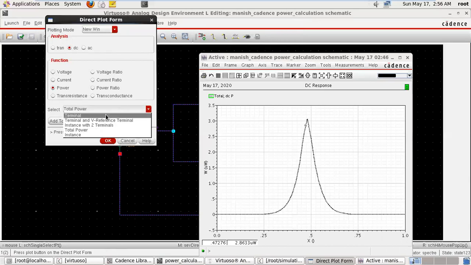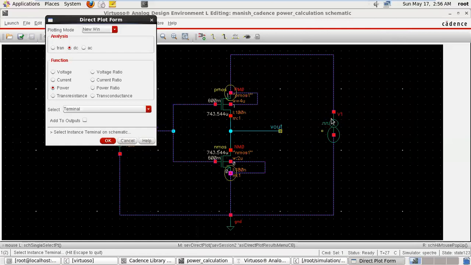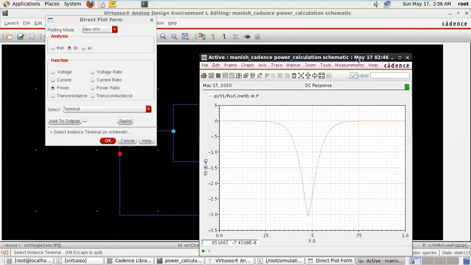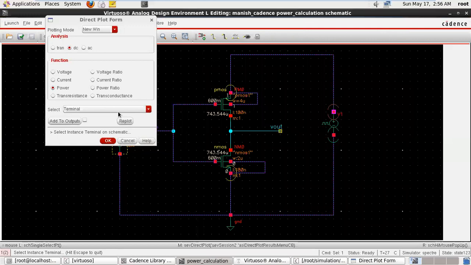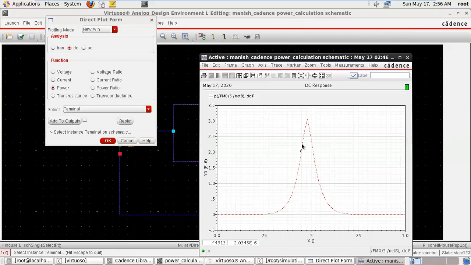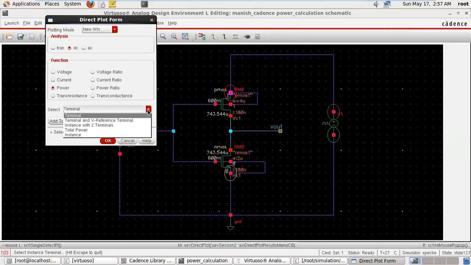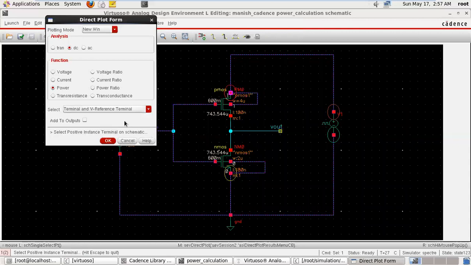You can also select the terminal. When we are selecting the terminal, this power is the power of this terminal with respect to the ground. Okay, so we can calculate the power of the terminal. Suppose we are selecting this terminal, so this represents the power of this terminal with respect to the ground. Okay, so terminal power, terminal and reference power. We are interested in terminal and reference power.